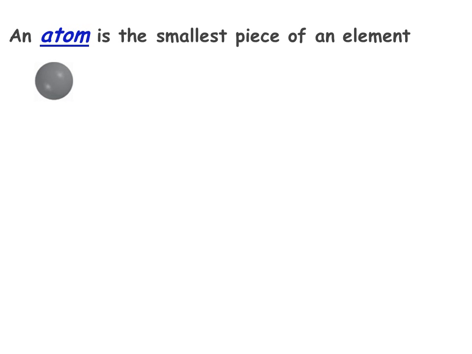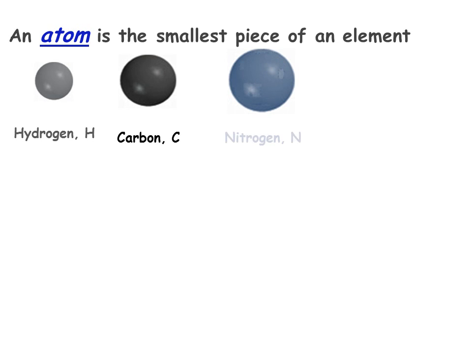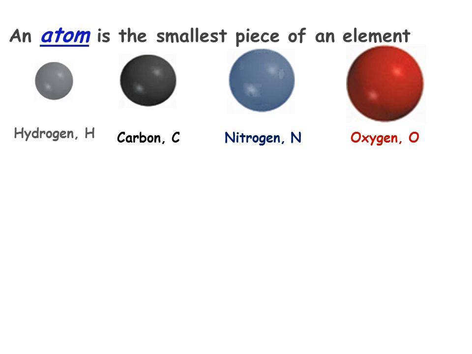So this is a hydrogen atom, a very small, tiny atom. And here is the carbon atom. And here is the nitrogen atom. And here is the oxygen atom. So you already know about these elements: hydrogen, carbon, nitrogen, oxygen, and there are other elements. In the periodic table we have more than 100 elements, right? All these elements are made up of atoms, right?